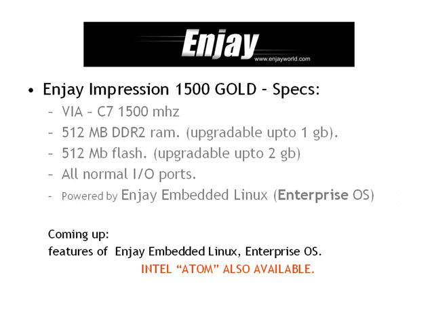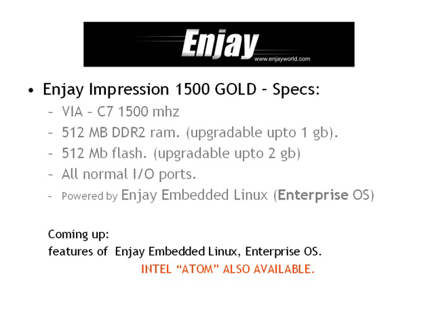Hardware specs for Enjay Impression 1500 Gold are: VIA C7 CPU running at 1500 MHz, 512 MB DDR2 RAM, 512 MB flash memory, all normal I/O ports, like serial, parallel, USB, PS2, and of course, powered by Enjay Embedded Linux, Enterprise OS. We will discuss features of Enjay Embedded Linux, Enterprise OS, in a short while.